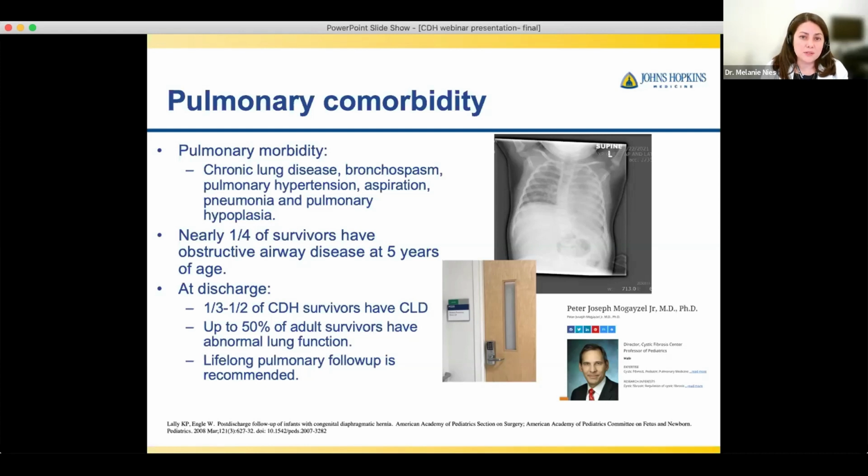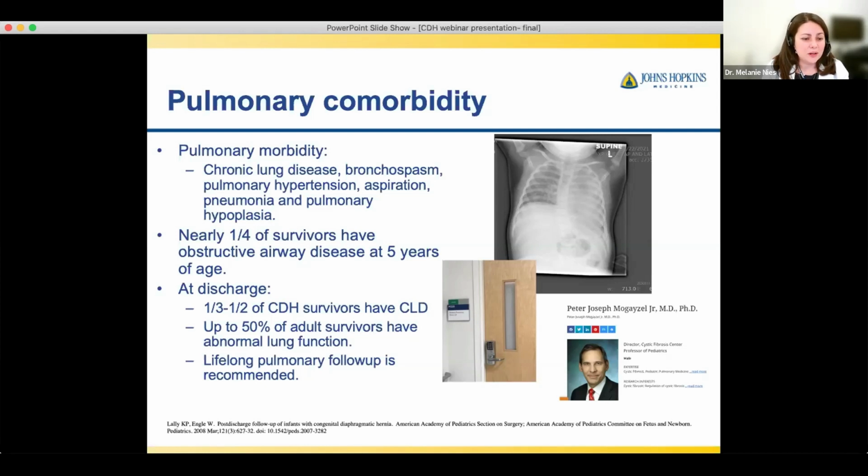So about 25% of children will actually have obstructive airway disease. You can think of that like asthma at 5 years of age. And so we often do recommend pulmonary function testing. Dr. Magazel, again, is our pulmonologist. Here's a picture of the pulmonary function testing lab, which is right next to the echo lab, conveniently.